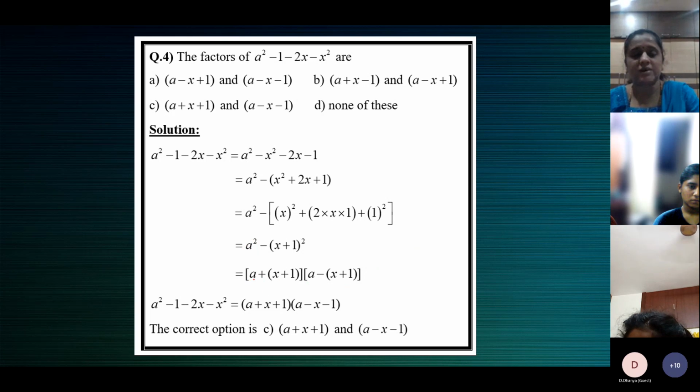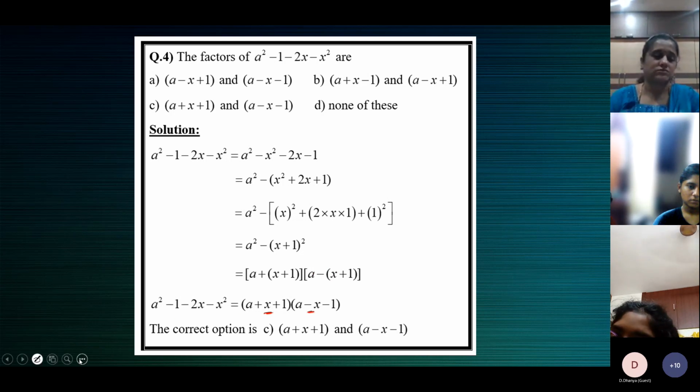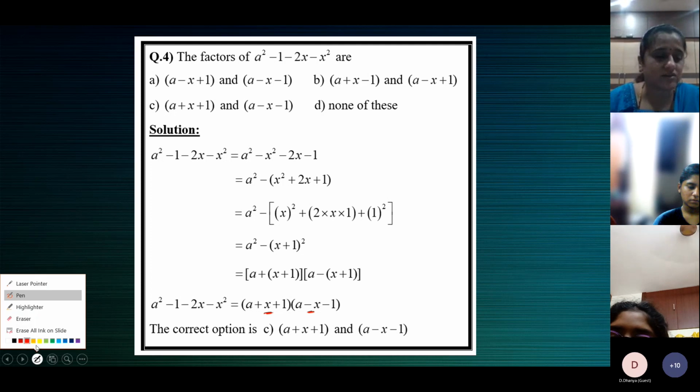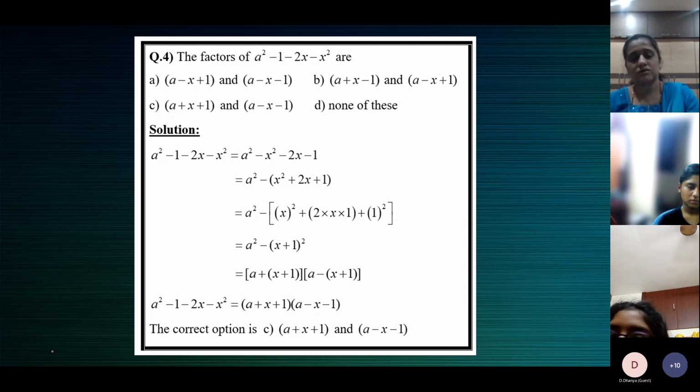So this becomes a plus x plus 1. Here, apply the minus to all the terms in the bracket. So a minus x minus 1. This factorization is of 8th standard, children. So the two factors are a plus x plus 1 and a minus x minus 1. Option C.